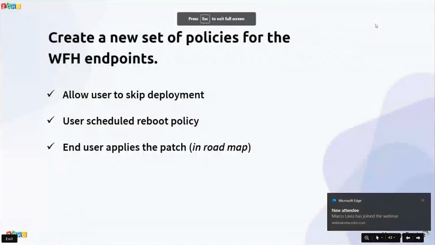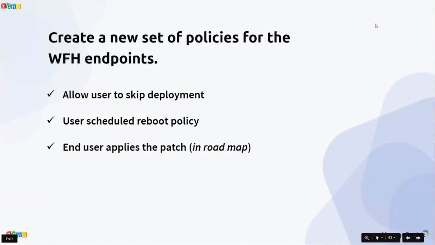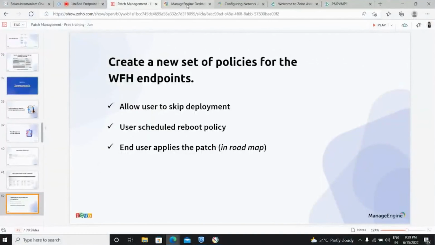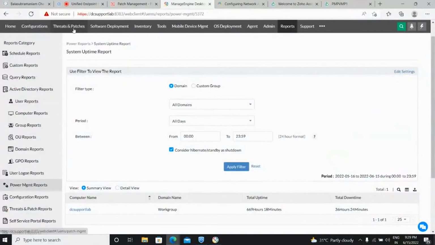Now we are going to create a new set of policies for the work from home endpoints to allow the users to skip the deployment and use the scheduled reboot policies. Now, let me show you how to create a deployment policy based on a situation. As mentioned, every configuration you create is associated with a deployment policy, and you can create n number of deployment policies based on the need. So, to show you how to configure the deployment policy, let us navigate to the Endpoint Central console.